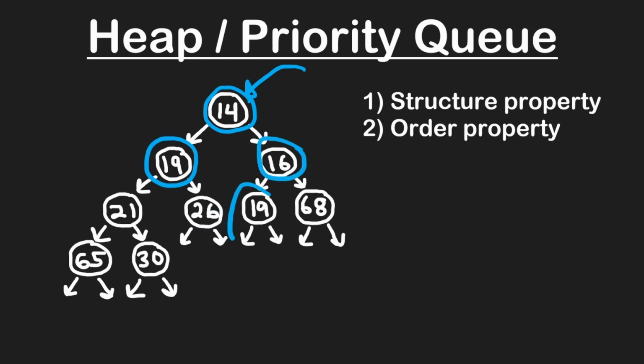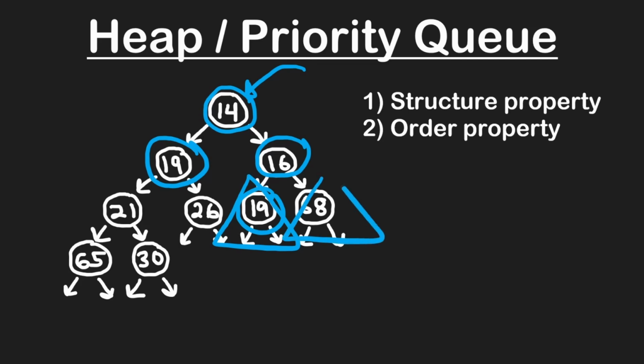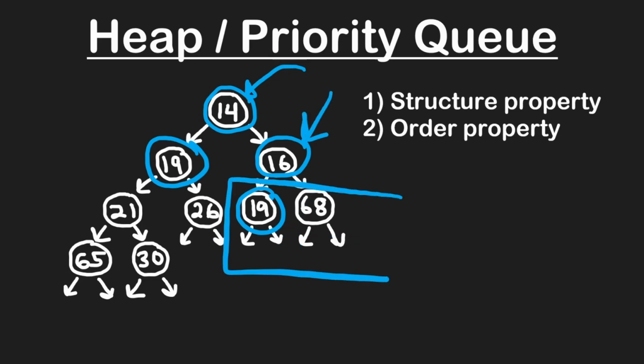Same thing for 16. 19 should be greater than 16. It is. 68 should be greater than 16. And technically in heaps, we're actually allowed to have duplicates. You can see we have two 19s. So when we look at this value, we don't necessarily need every value in the left and right subtree to be greater than the root node. It's okay if they're equal as well. That wasn't true for binary search trees, but it is true for heaps. We could have some duplicates, and that's okay. It's just that for every node, all the descendants have to be greater than or equal to that node.